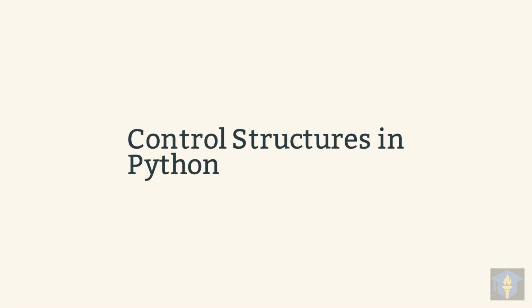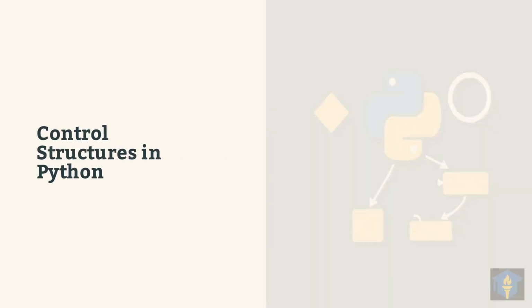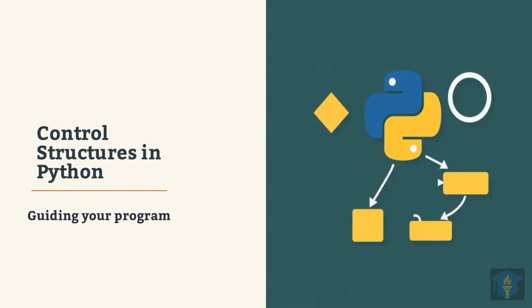Welcome! Today, we're exploring control structures in Python, which are fundamental for directing your program's behavior. These structures are crucial for guiding the flow of your program, allowing it to make decisions and repeat actions. Let's begin with conditional statements, which are core concepts for implementing decision-making logic in your code.